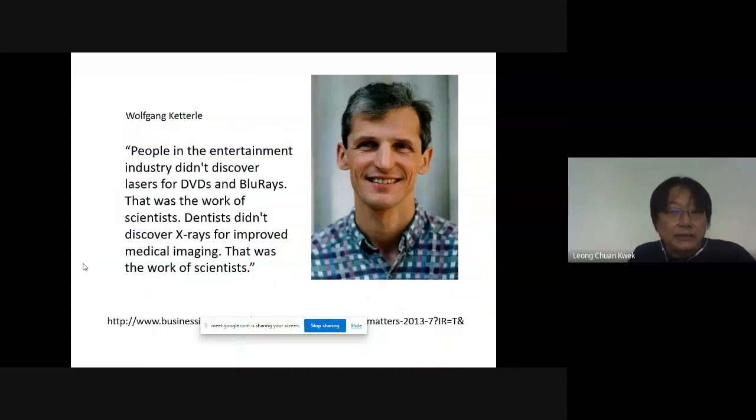Now, Wolfgang Ketterle said many years ago that people in the entertainment industry didn't discover the laser for DVDs or Blu-rays. It was the work of scientists, and dentists didn't discover X-rays for improved medical imaging. That, again, was the work of scientists.